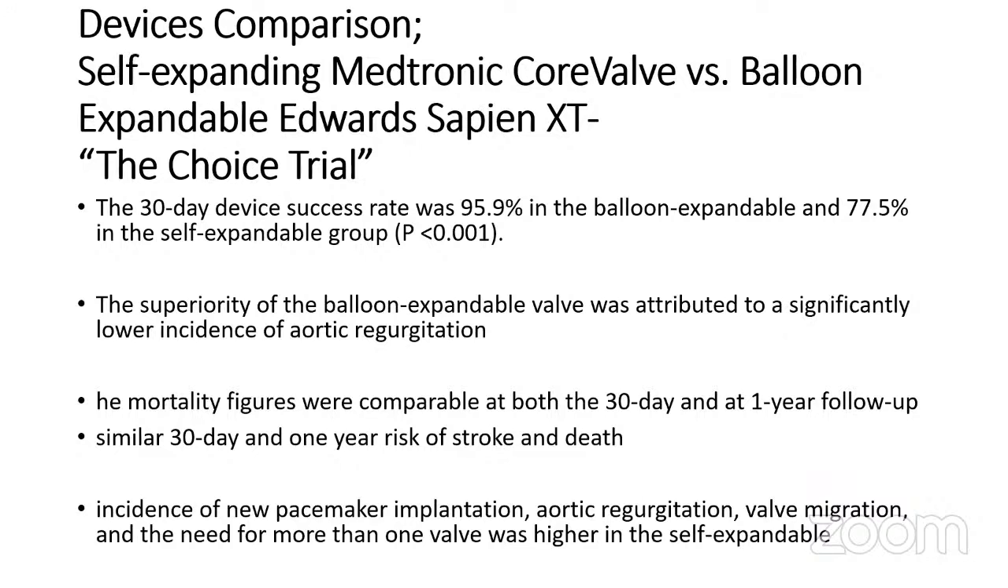Then this is the device comparison between the two valves, the CHOICE trial, which showed 30-day device success rate was 95% in balloon-expandable and 77% in self-expandable, with a significant p-value. The superiority of the balloon-expandable valve was attributed to a significantly lower incidence of aortic regurgitation. The mortality figures were comparable at both 30 days and 1 year follow-up, with similar stroke and death at 1 year. Incidence of new pacemaker implantation and aortic regurgitation with valve migration is higher in self-expanding.